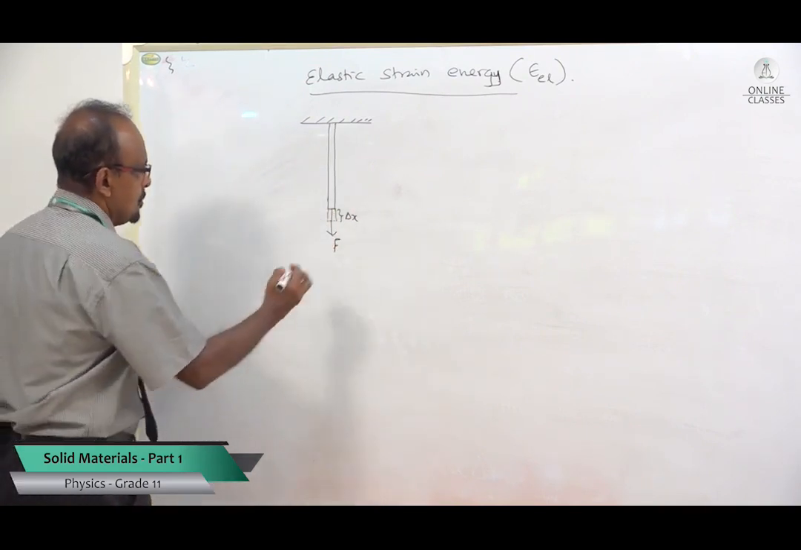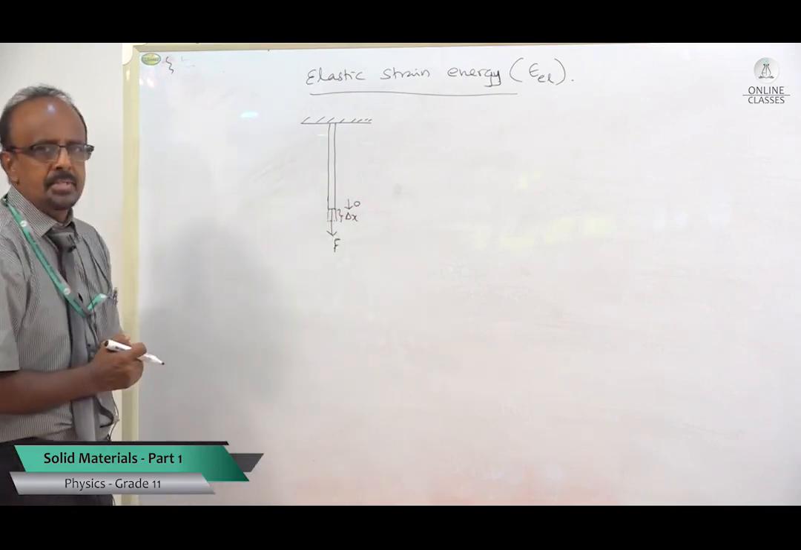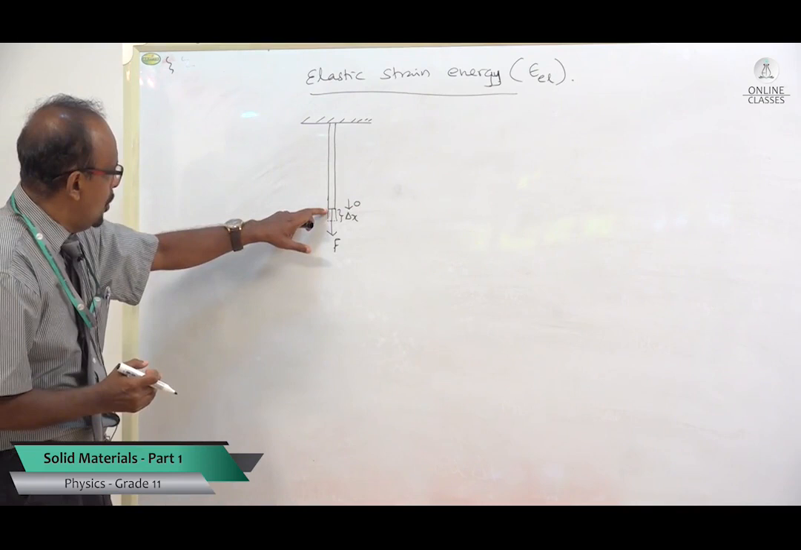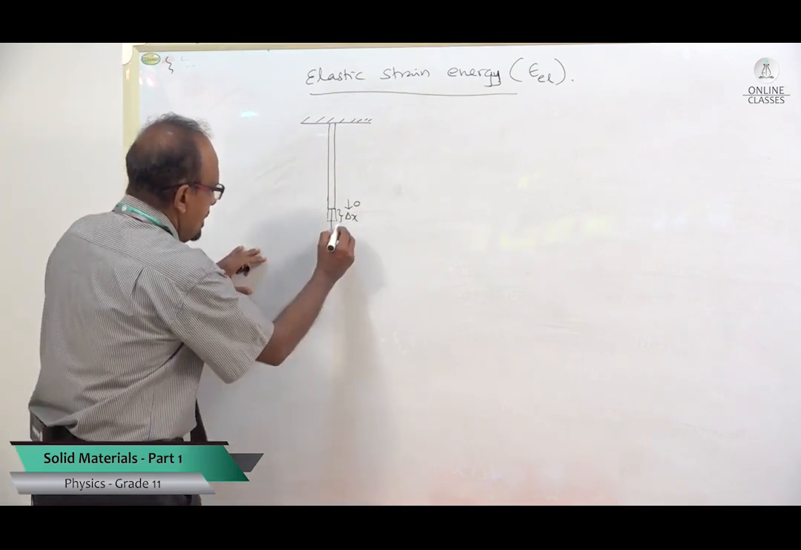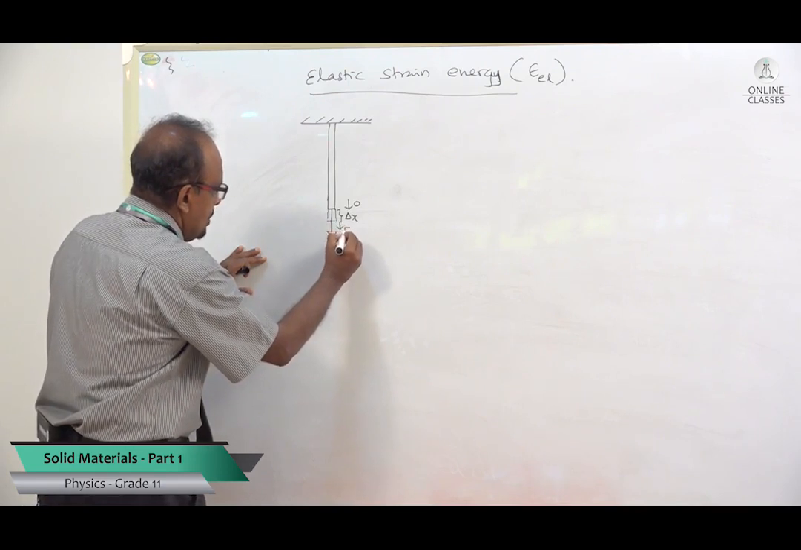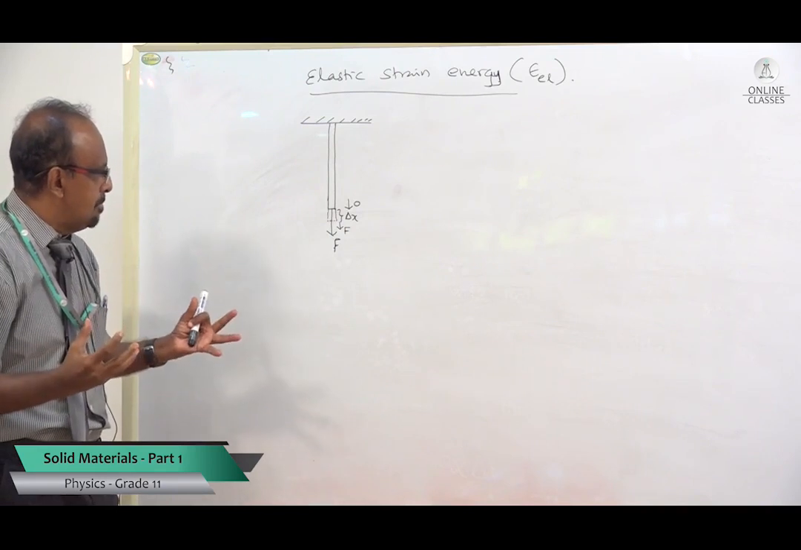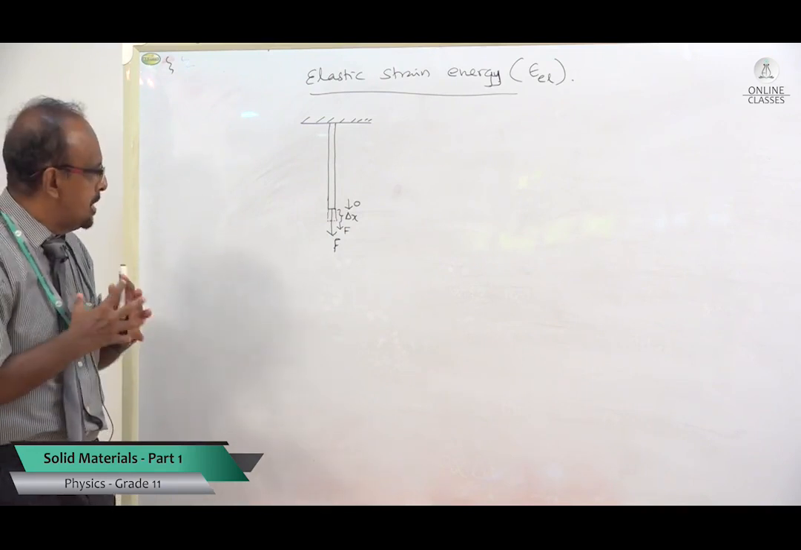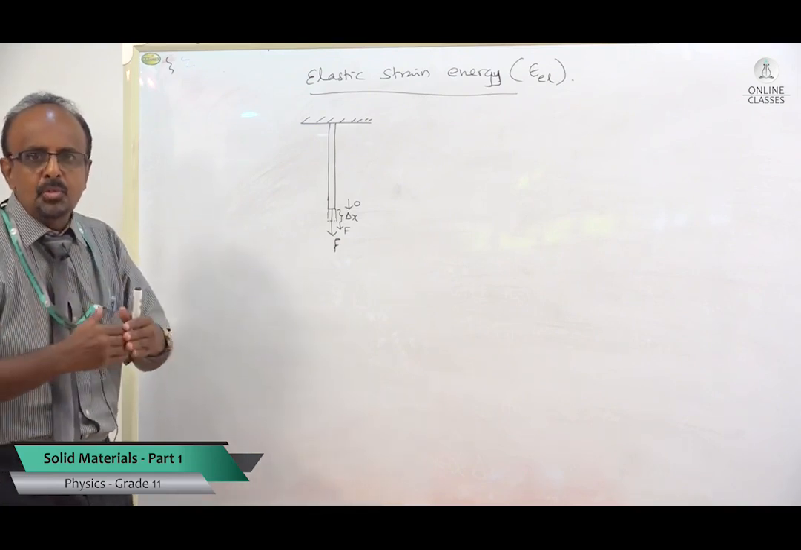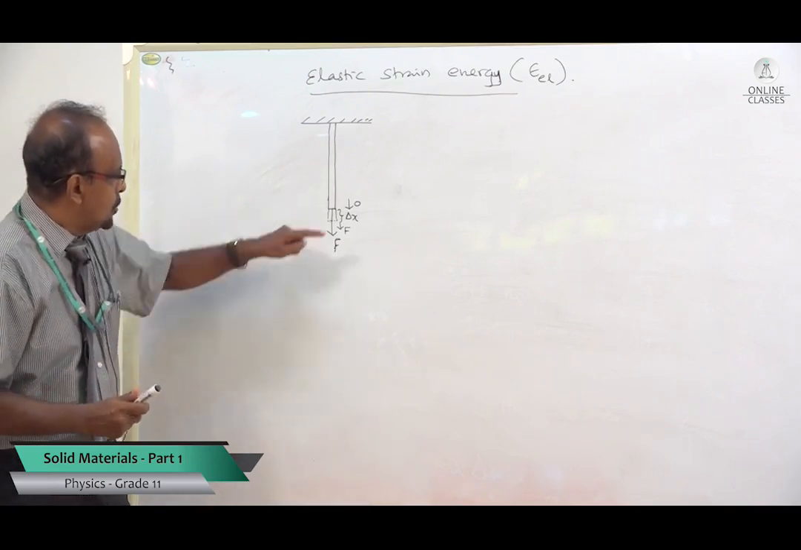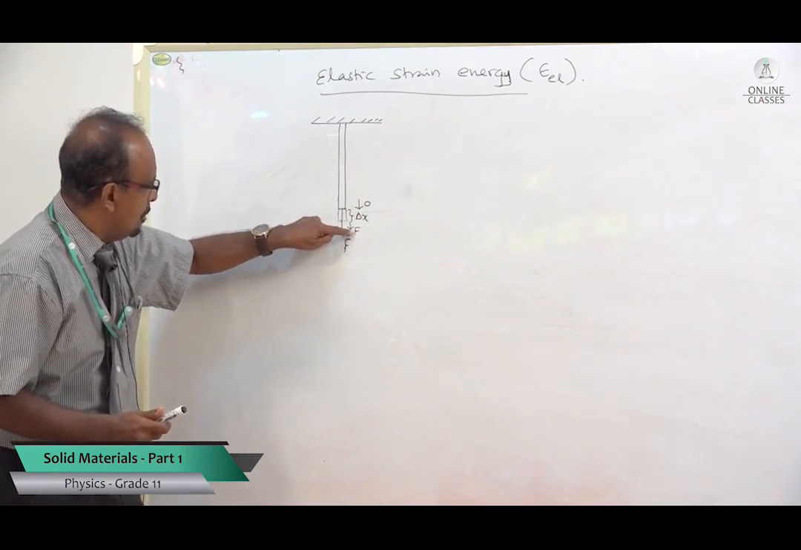When you apply a force, the initial force, just before applying, will be 0, because you can see no extension, no force. When the material extends to this place, the force will be F. Unlike other work done calculations, here the force is not constant. With the extension, the force also varies. So the initial force is 0, the final force is F.